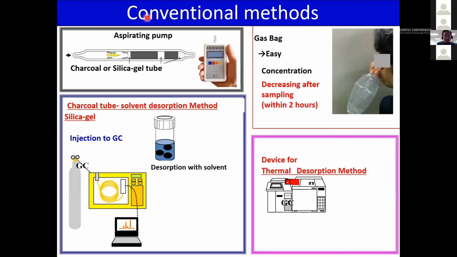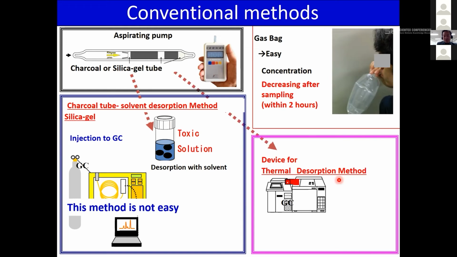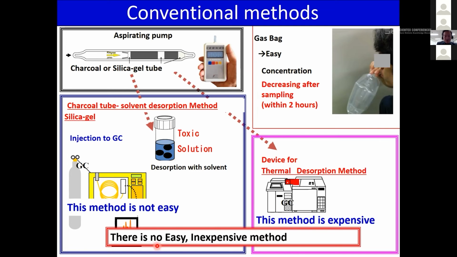This is the conventional method. We collect the VOC in a solvent tube and break tubes, and charcoal is put into the solvents. This method is not easy, and moreover, this solvent is a toxic solution. The other method is thermal desorption, but this device is very expensive, so there is no easy and inexpensive method. The gas bag method is easy. However, concentration decreases within 2 hours after sampling.